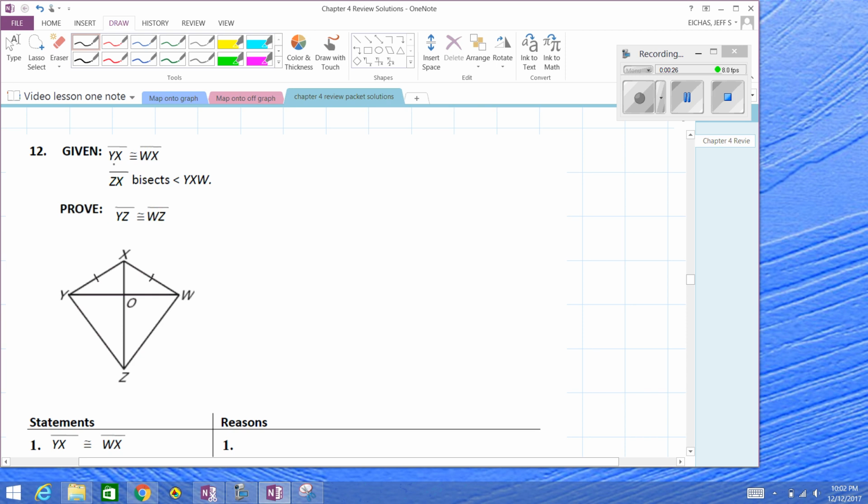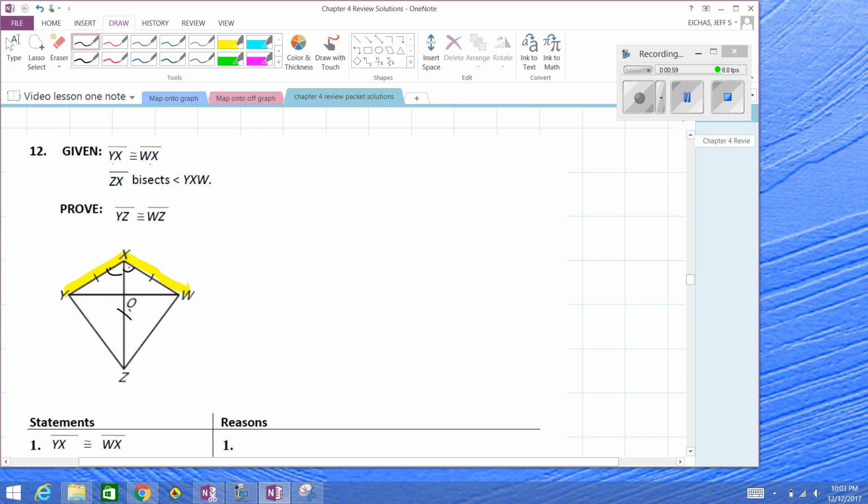Okay, so the fact that yx is congruent to wx is given. They did mark that. Zx bisecting this angle, yxw. You should follow that path and figure out which angle they're talking about. Okay, they're talking about that one right there. Now that got bisected, so what we end up getting is, right there, that angle and that angle are congruent. Okay, let's see. There's not a whole lot else.